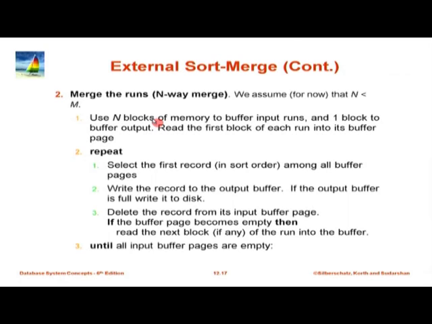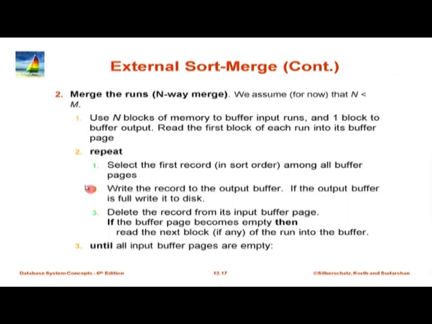And now, I'm going to read the first block of each run into its buffer page, and then do the following. Repeatedly select the first record in sort order among all the buffer pages. So this is where a 100-way merge also is possible. Among all the 100 runs, I'll find which run has the smallest first record at this point. And that is the smallest record overall, so I'll write that to the output buffer and delete the record from its input buffer page. Now at this point, the buffer page for that particular run may become empty. In that case, I will read the next block from that run into the buffer.